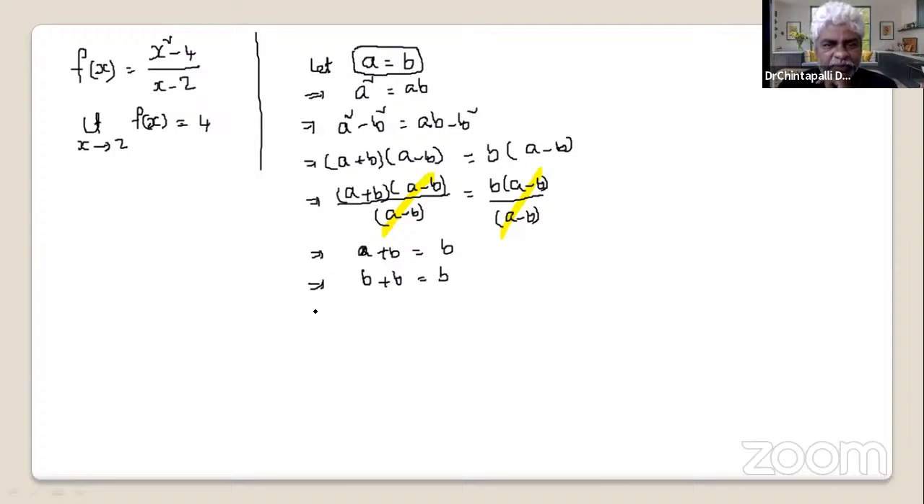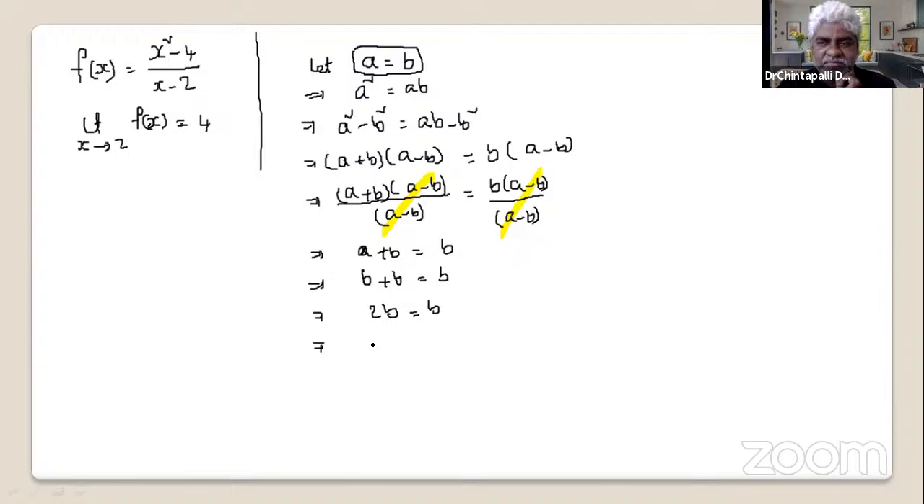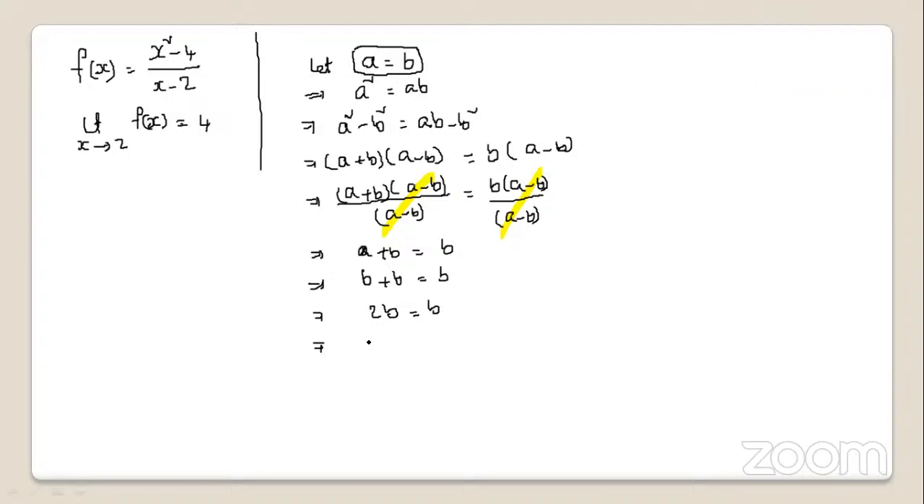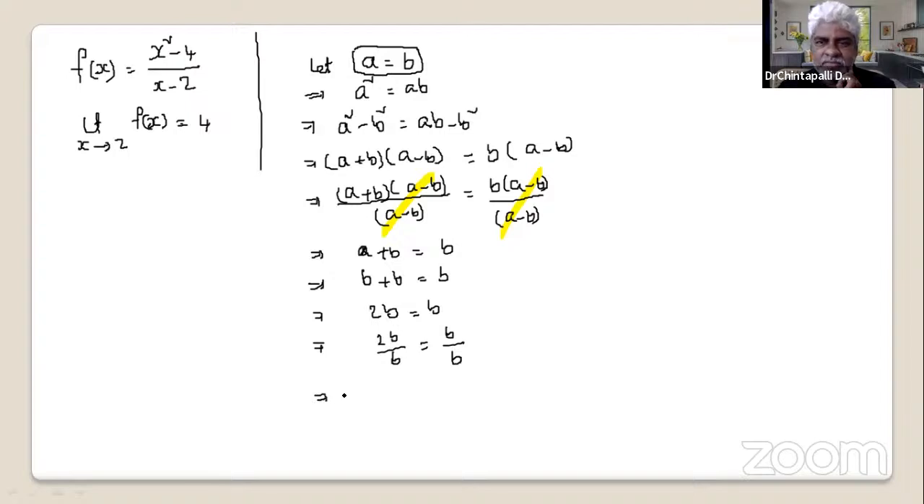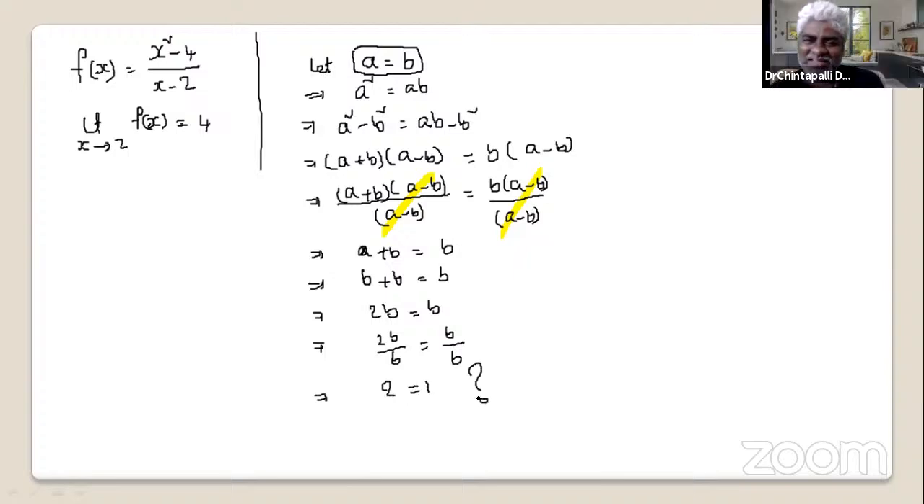Yes, 2B is equal to B. Got it? Now, what can we do at this stage? We can divide both sides by B. Now, what's the result? 2 equals 1. Is it possible? No, sir.